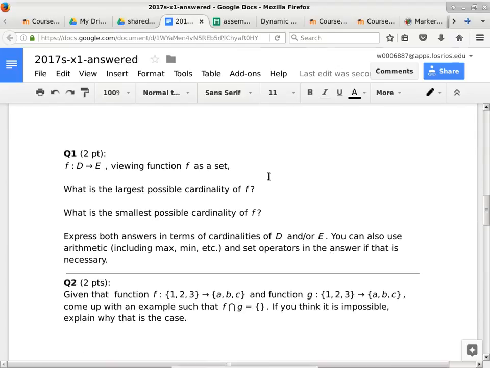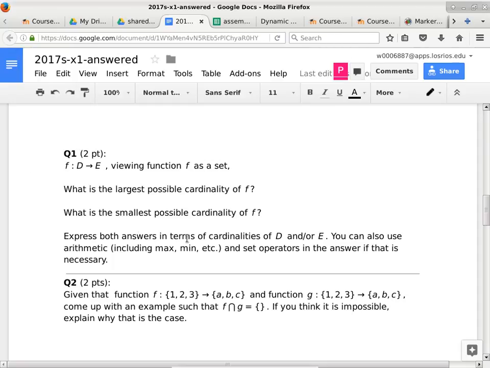First question is asking, we have a function that maps from D, which is our domain, to E, which is our codomain. And I want you to look at the function as a set, which is what we have been focusing on in this class. So the first part is, what is the largest possible cardinality of F based on D and E, because I also added this part here.